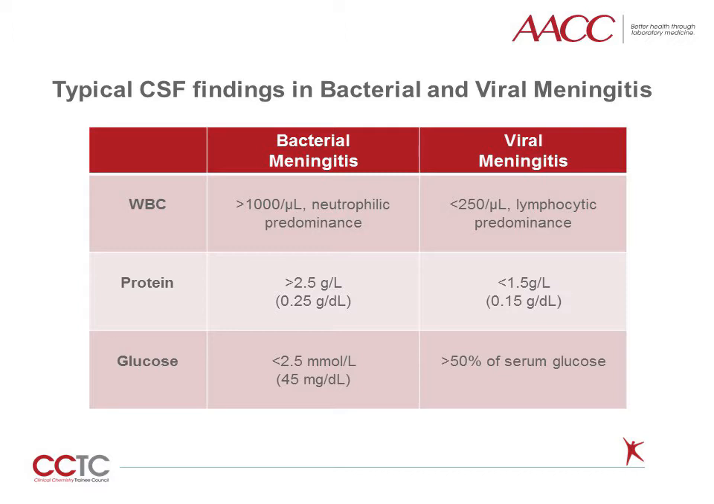Typical laboratory findings in viral meningitis include a CSF white blood count between 250 and 2,000 per microliter, and the differential shows a predominance of leukocytes. The CSF protein concentration is less than 1.5 grams per liter. It has been estimated that a CSF protein concentration more than 2.2 grams per liter reduces the probability of viral infection to 1% or less. The CSF glucose concentration is usually more than 50% of serum concentration.